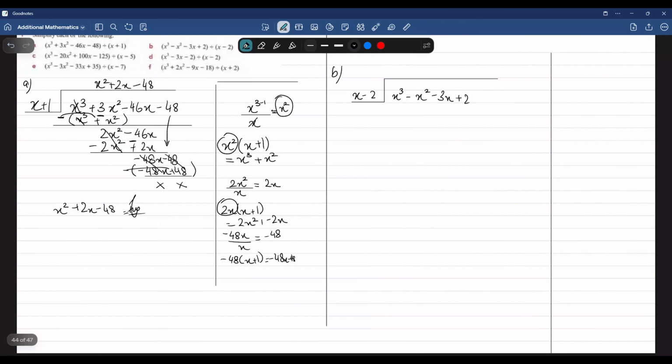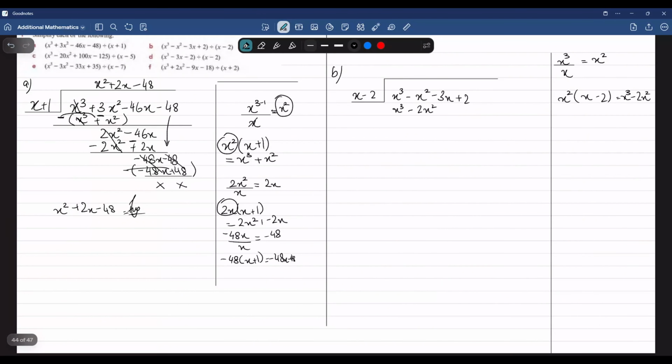So again, what we do is divide the first term by the first term, because that's going to give us the value we should multiply it with. So x cubed divided by x is obviously going to give us x squared. Now, what we do with this x squared is we multiply it by the divisor to get the value in the table of x squared, which we can subtract from x cubed minus x squared. So x squared multiplied by x minus 2 is equal to x cubed minus 2x squared. So this would give me x cubed minus 2x squared.